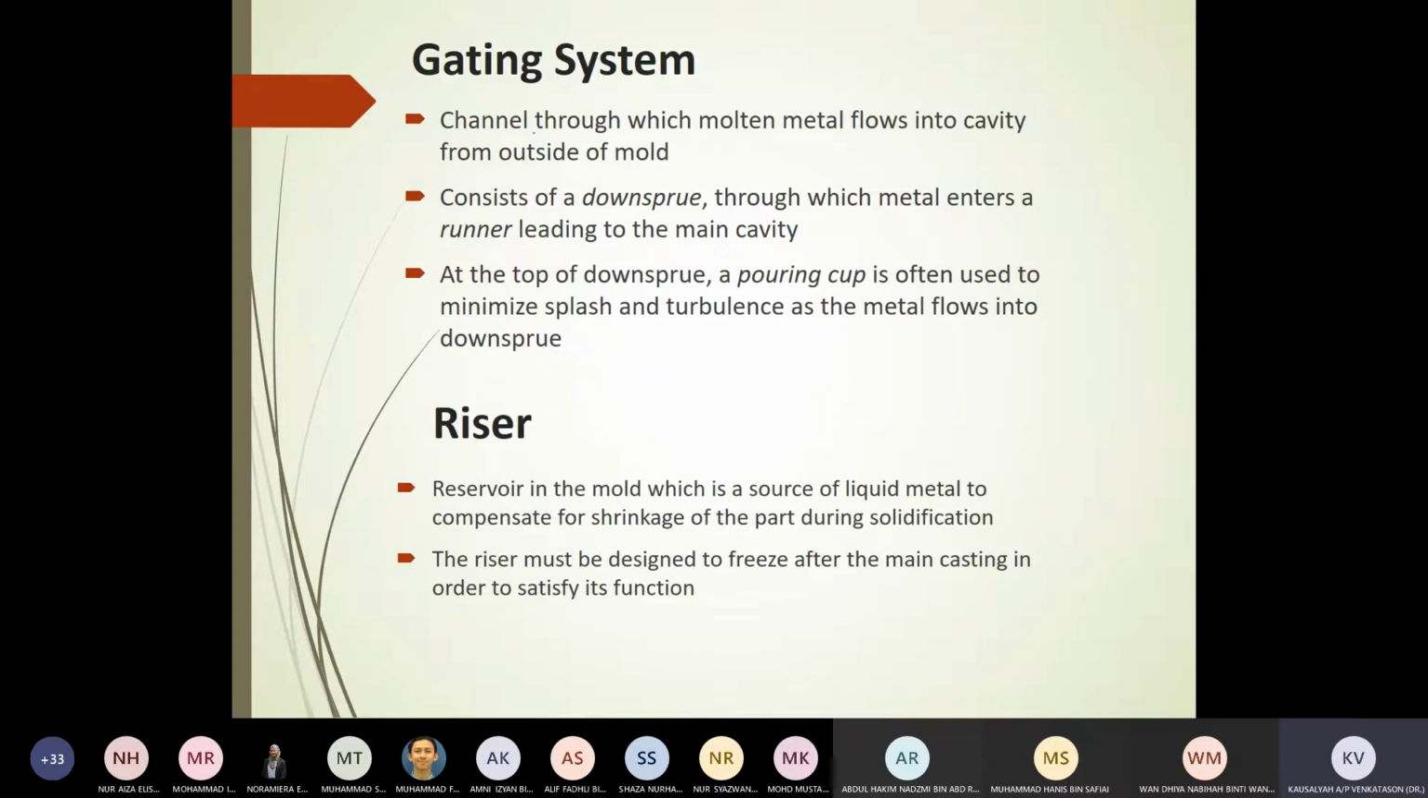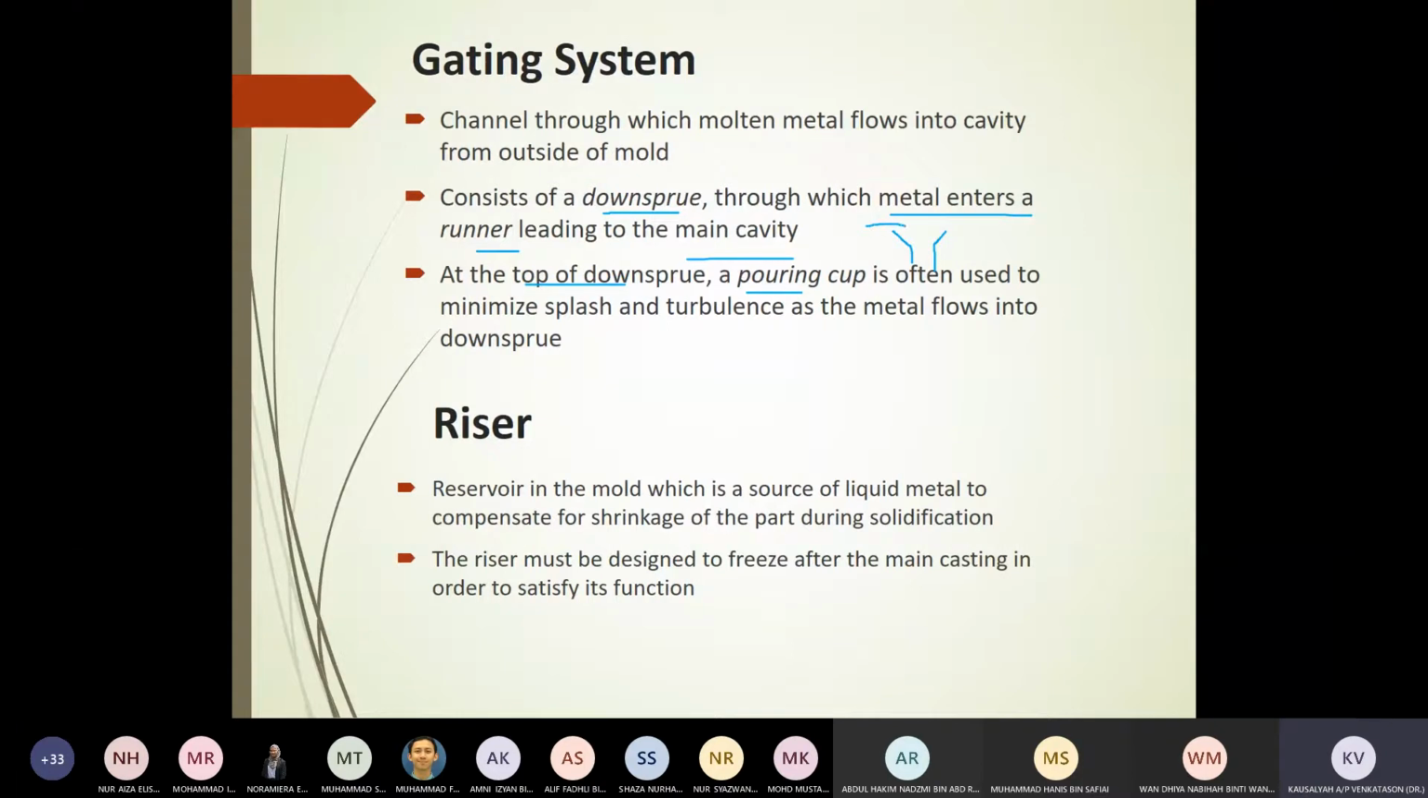The gating system is a channel through which the molten metal flows into the cavity from outside the mold. It consists of the down sprue, in which the metal enters, then the runner, and goes into the cavity. At the top of the down sprue is a pouring cup. As I said, it's a cup like this, which is tapered. And why is it a tapered cup?